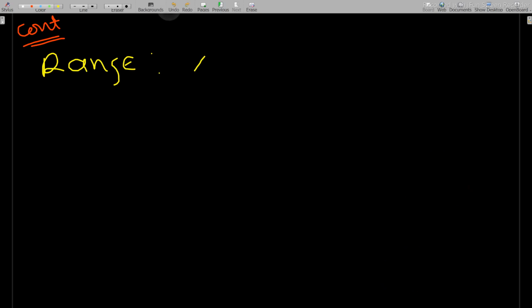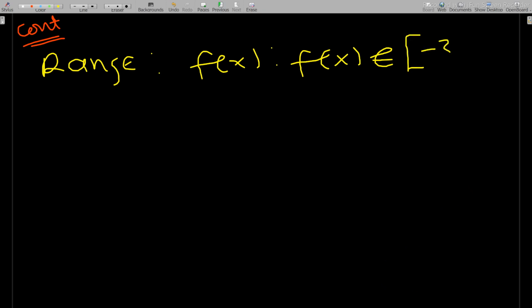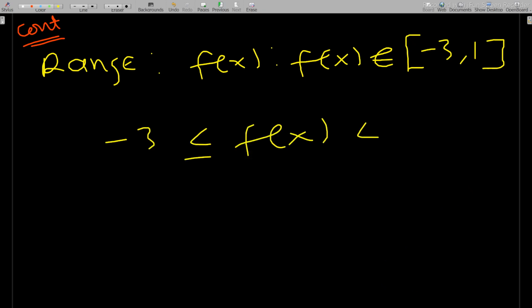So f of x belongs to, inclusive, -3 to 1. Or you can write it like this: -3 less than or equal to f of x less than or equal to 1. You are done. That is the range.